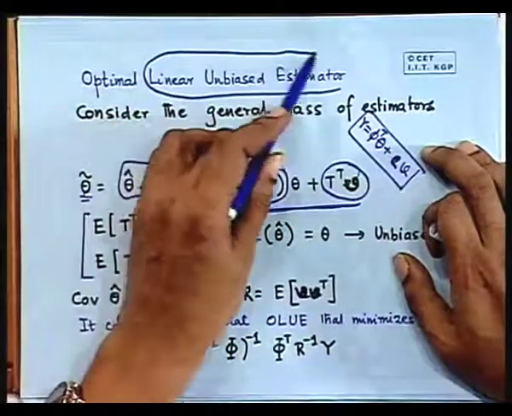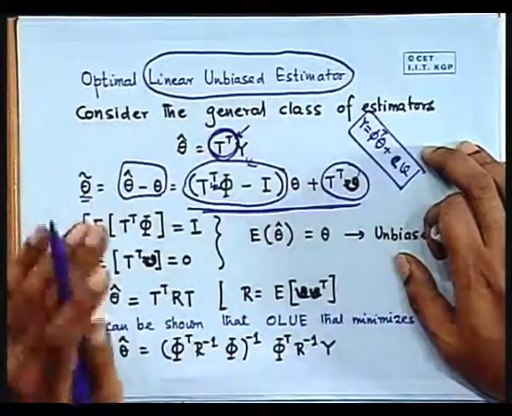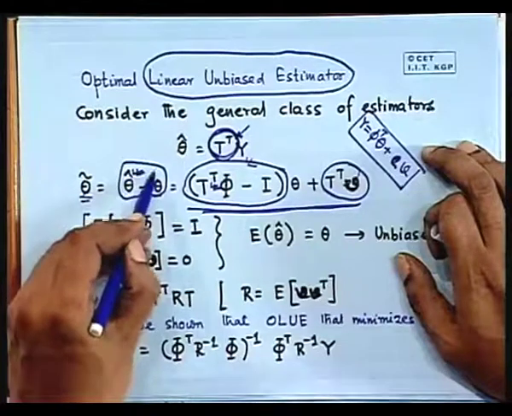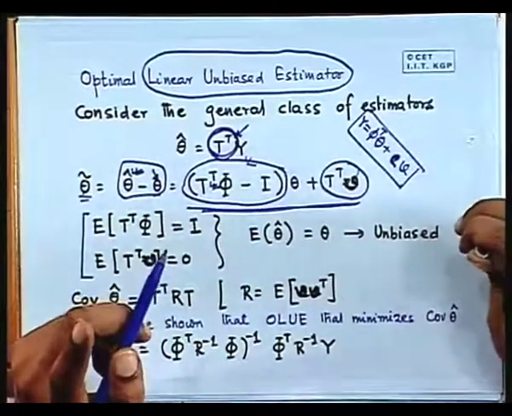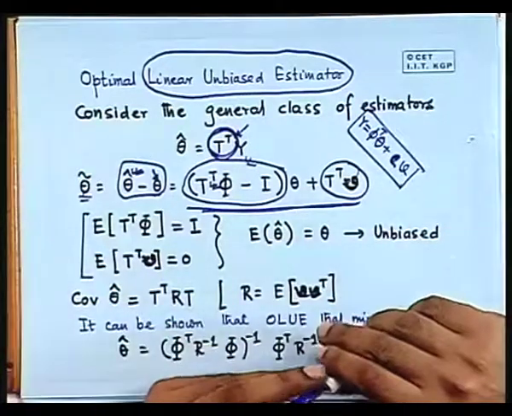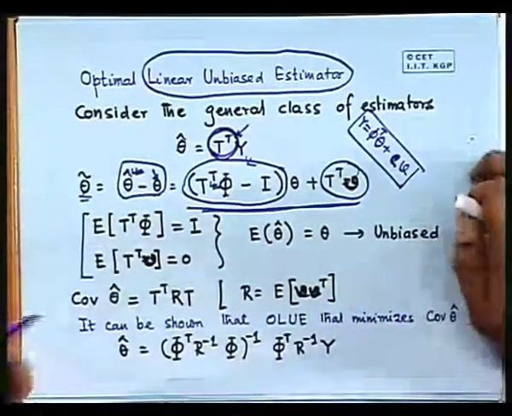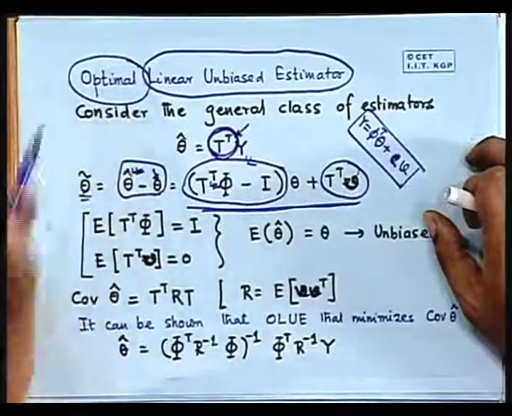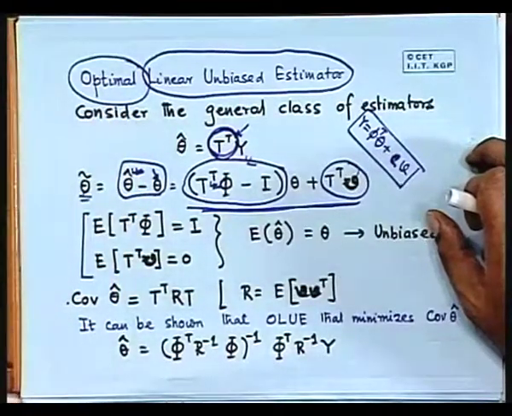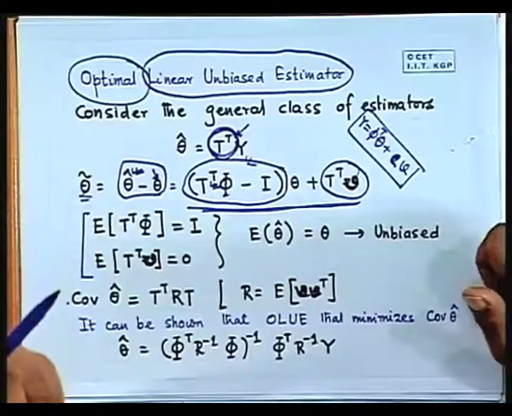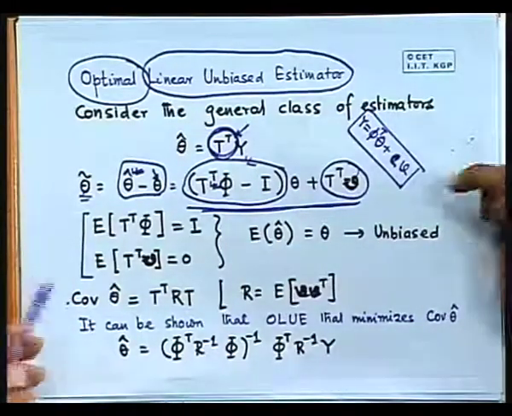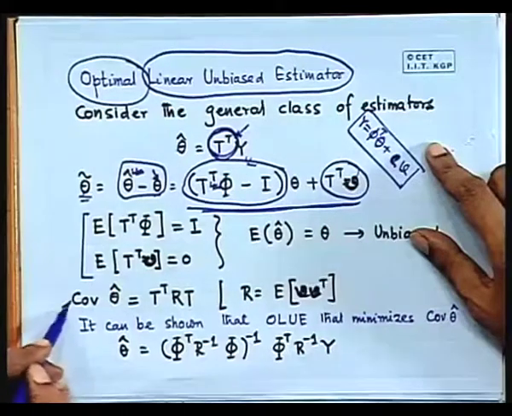What do I mean by unbiased? Unbiased means that asymptotically this theta hat will tend to theta. If that happens, then we call an estimator unbiased. And then what is an optimal unbiased estimator? If you go further, of all unbiased estimators, which one gives you the least covariance, that also you can ask. So fine, we will have to close today.